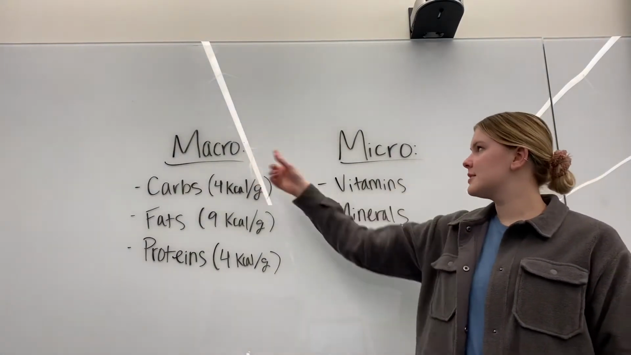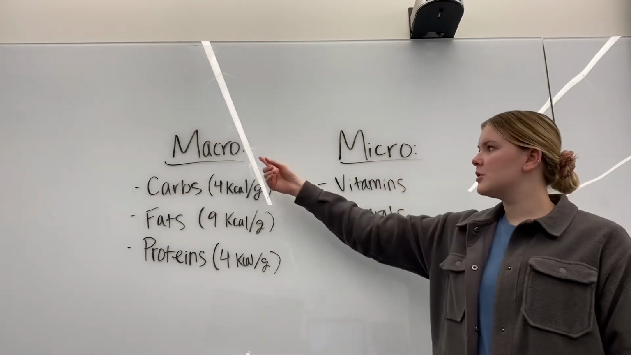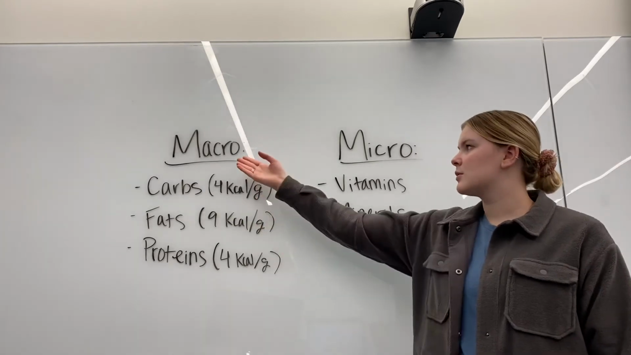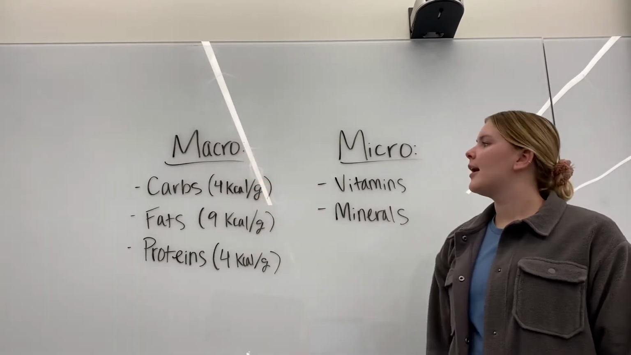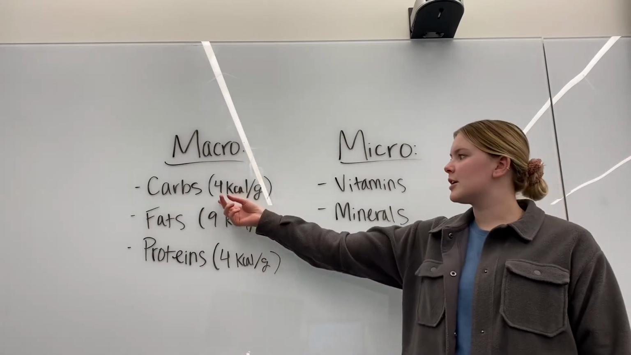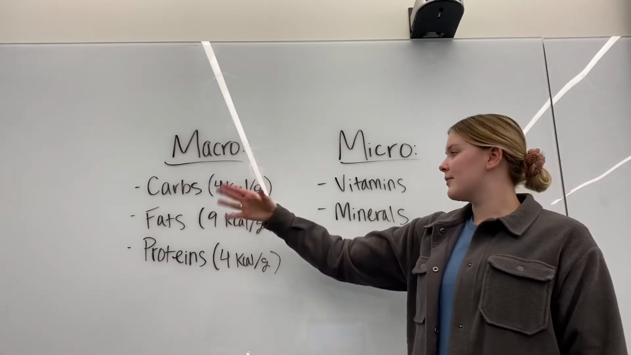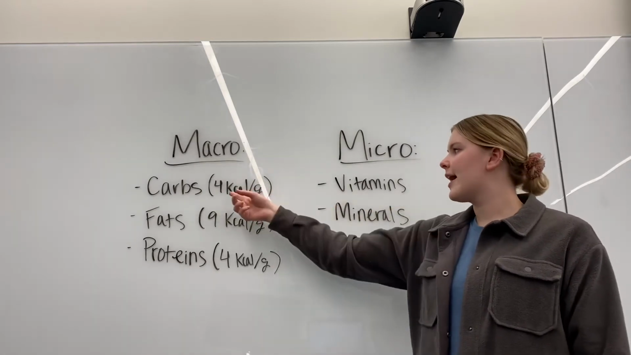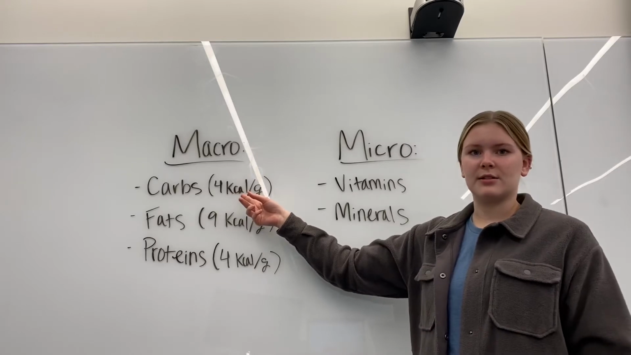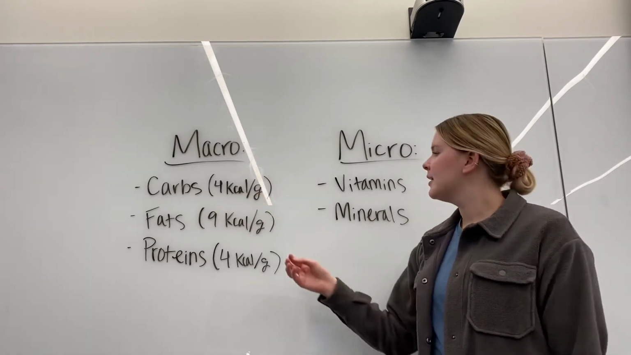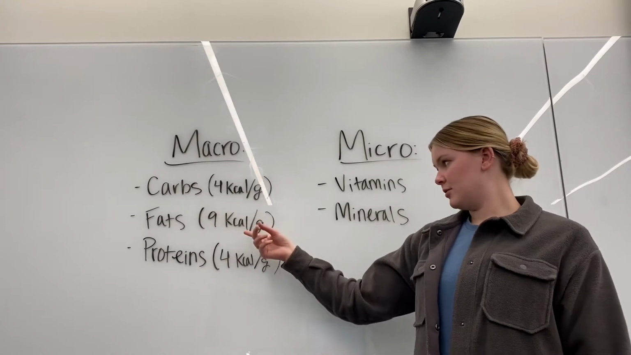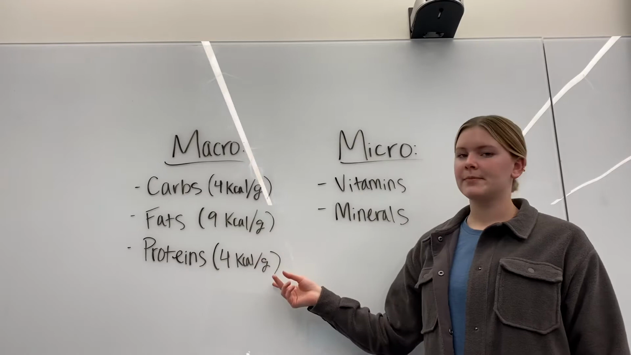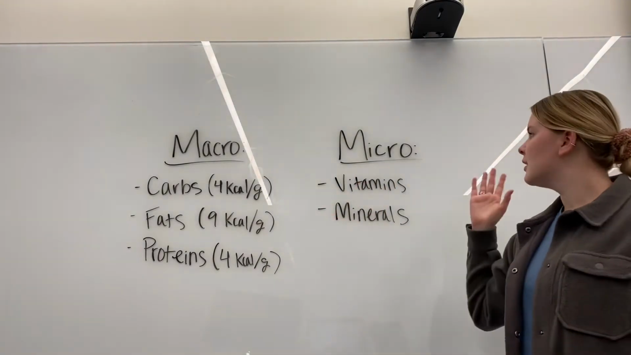So the 6 major nutrients that we just talked about can be divided into 2 different subcategories: macronutrients and micronutrients. The macronutrients are called macro just because they are needed in larger amounts in the body, hence the word macro meaning large. The macronutrients are carbohydrates, which provide us with 4 kcal per gram as energy. A kcal is used interchangeably with calories, so 4 calories per gram. Fats provide the most energy with 9 kcal per gram, and then proteins provide 4 kcal per gram. And those are the 3 macronutrients.